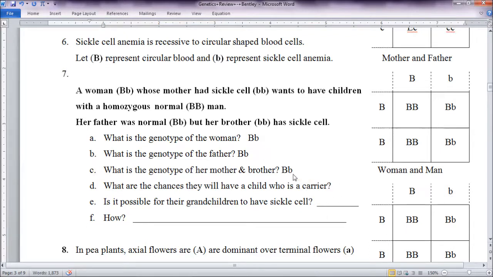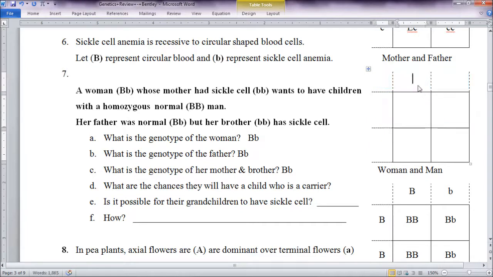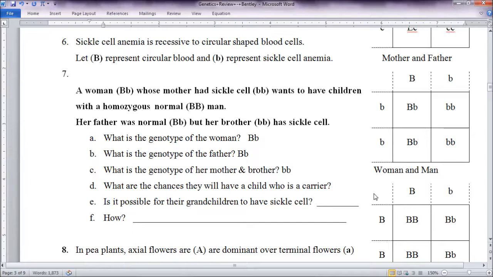So, if we assume that, let me go back and answer letter D. What are the chances that they will have a child who is a carrier? Well, of the original mother and father, we can say that the father had little b, the mother had, how did that get big B, little b? The mother had little b, and so when we cross that, we can say that there's still a 50% chance. So that didn't actually change anything, but at least we're matching what they're saying some more.